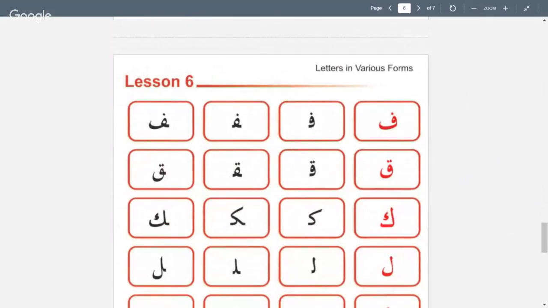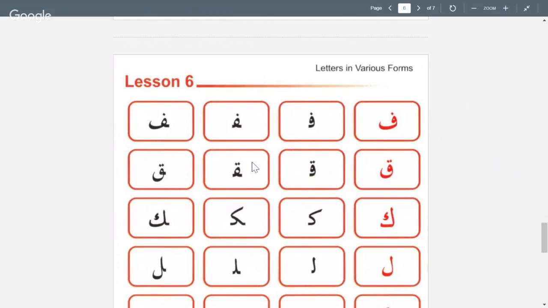Okay. Next we have fa and qaf. Fa and qaf make pretty much the same changes. Fa has 1 point up, qaf has 2 points up. It loses the long tail at the beginning of a word. Okay, you just have the first part of the letter at the beginning of a word. In the middle, it crosses over.